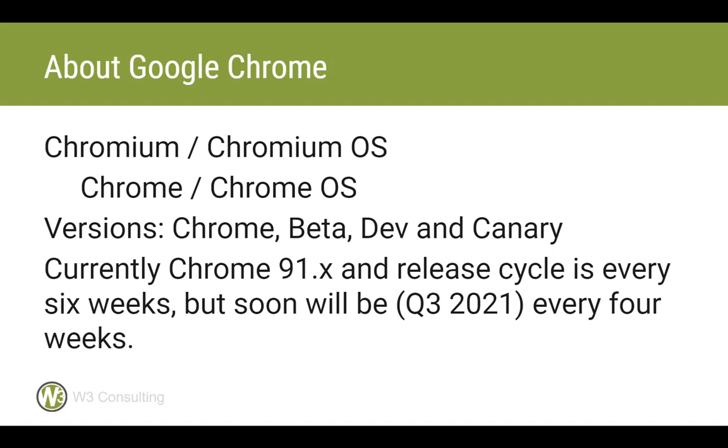We're currently at Chrome 91, version 91, probably 0.4 or something like that. And the release cycle for that is that they update Google Chrome as well as Chrome OS every 6 weeks currently. Soon, starting in Q3 of this year, so at the time of this recording, we're doing this in Q2, the idea is in Q3, we are going to be moving into a 4-week update cycle. That means that you will start to see Google Chrome pushing more updates pretty much every 4 weeks.